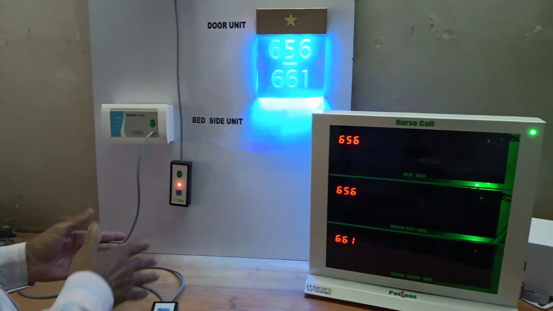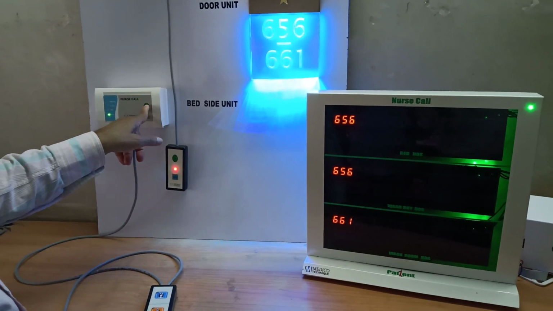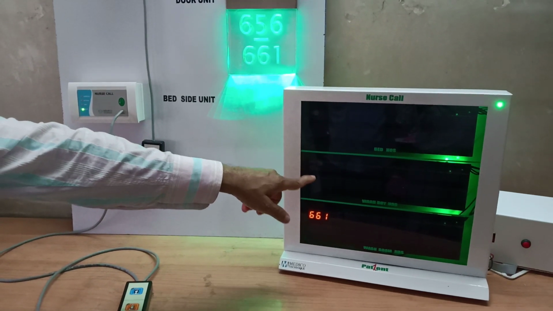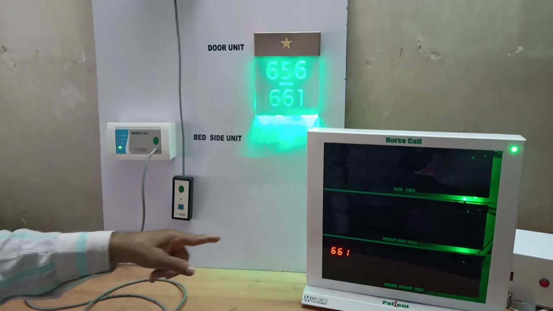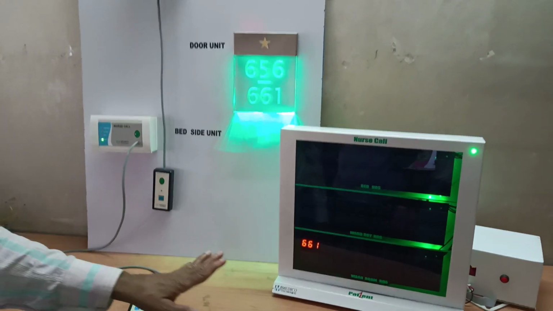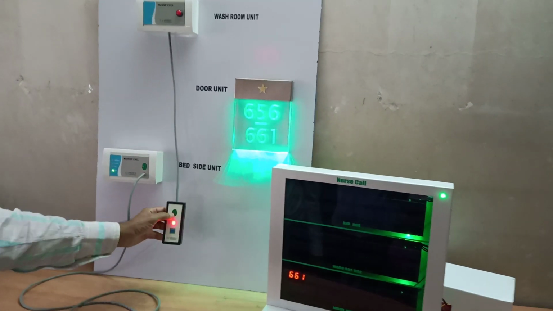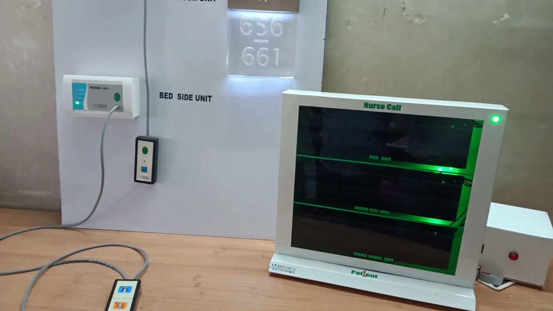Last step, nurse comes, presses the reset. Now see what happens when the reset is pressed. This will go. 656 disappeared. 656 ward boy call disappeared. But washroom reset is not pressed. So it is still flashing with the audio beep. Continuous beep, periodic beep. Now when you press this reset, this will go.